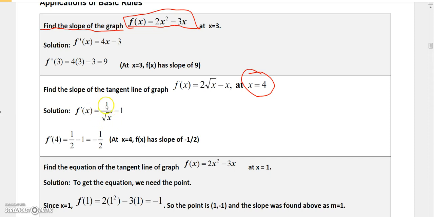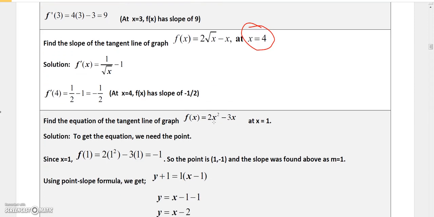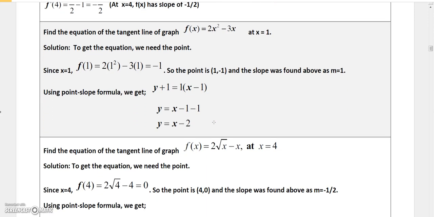So if you evaluate this at 4, you'll get 1 over square root of 4, which is 1 over 2, minus 1. So 1 over 2 minus 1 is negative 1/2. So we know this function at x equals 4 has a slope of negative 1/2. Now you might also be asked to find the equation of the tangent line.